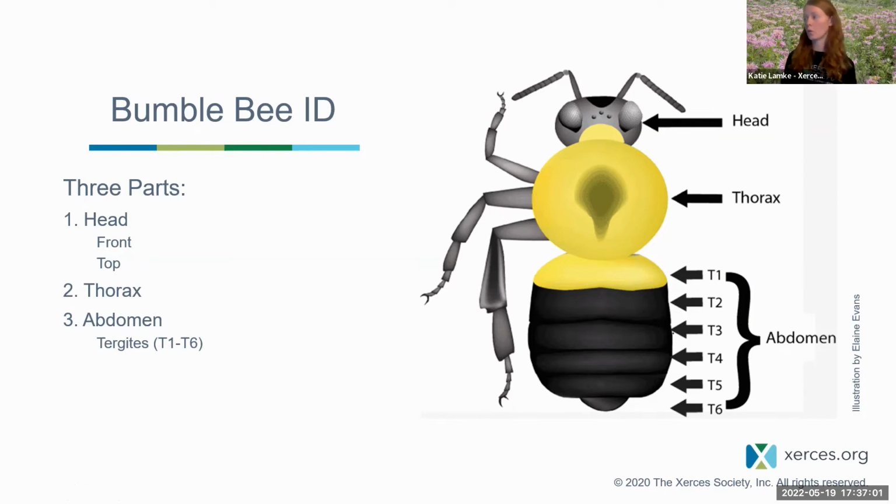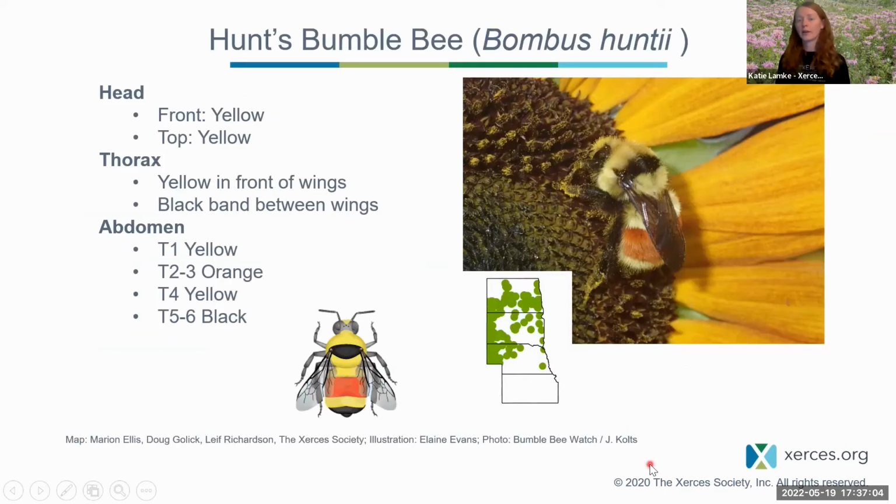So I'm going to start in the orange group. And the first one we have here is Hunt's bumblebee, or Bombus huntii. So you can see the front of its face has yellow hairs. The top has yellow hairs. On the thorax, it's got yellow in front of the wings and a black band between the wings, yellow behind the wings. And then on the abdomen, the first segment is yellow. The second and third are orange. The fourth is yellow, and you can't see 5 and 6, but those are both black.